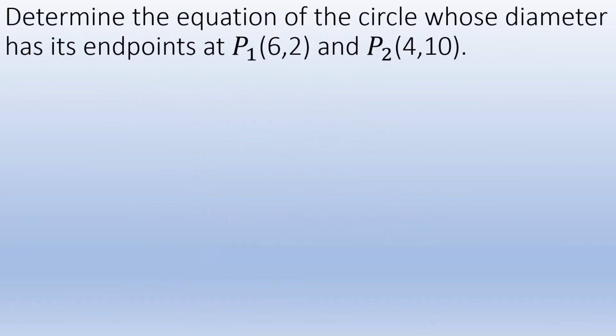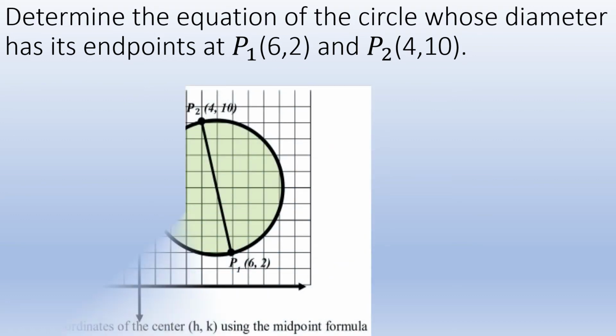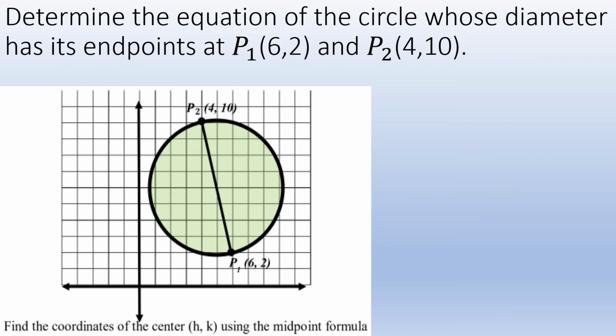Determine the equation of the circle whose diameter has its endpoints at point 1 (6, 2) and point 2 (4, 10). So, yung first point ay 6, 2, at yung second point ay 4, 10. So, ilocate natin siya sa Cartesian plane.